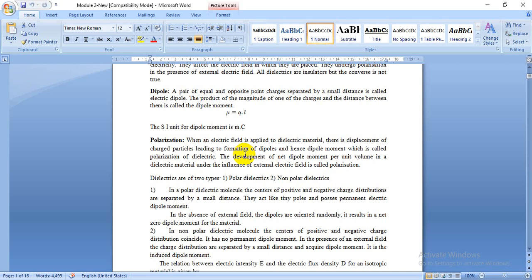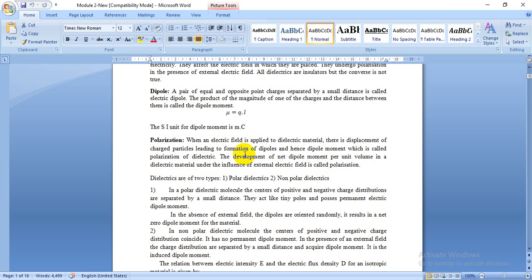So in polar dielectrics, the positive and negative charges are separated by a distance, which means that the positive charge can be at any molecule or the negative charge can be at any molecule, and both are separated by some distance. So that is called polar dielectrics. Once again I repeat, in a polar dielectric molecule, the positive and negative charges are kept at a particular distance.